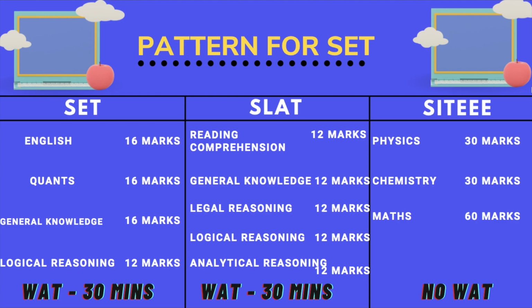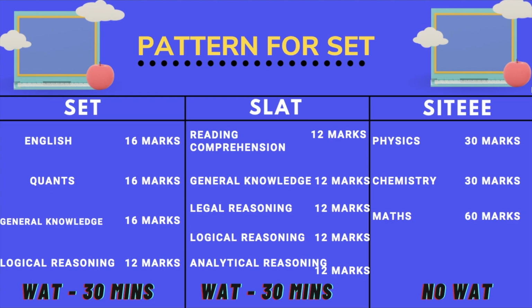So talking about the pattern for the Symbiosis entrance test, English you have for 16 marks, Quants you have 16 marks, general knowledge you have 16 marks, and logical reasoning you have 12 marks. Each question carries 1 mark, so in total you'll be given 60 questions which you need to answer in the 60 minutes itself.